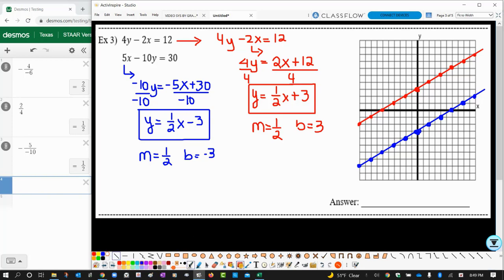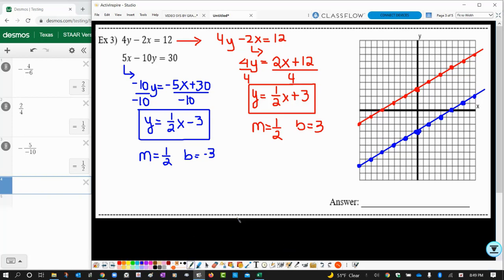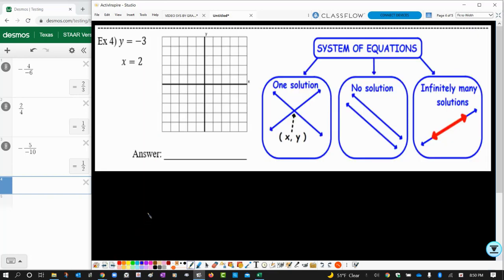So in this case, we're going to write our final answer as NS, which means no solution. What does that mean? That means these lines will never cross, so there will be no solution to the system of equations. All right, let's go on to the next and final example.